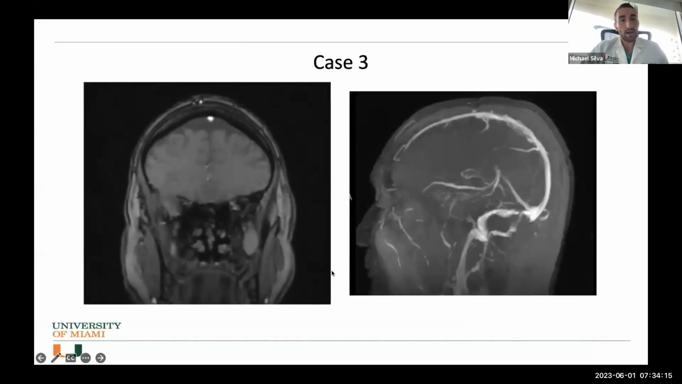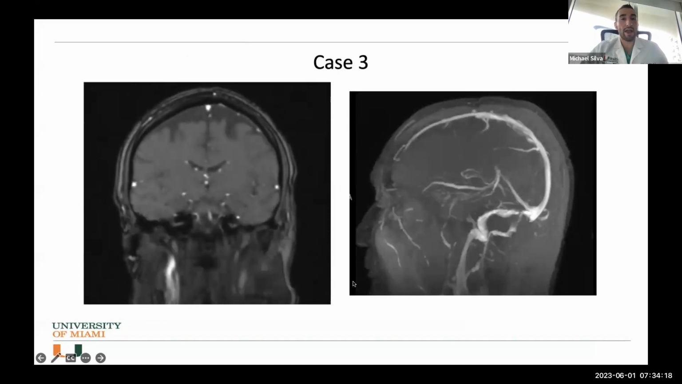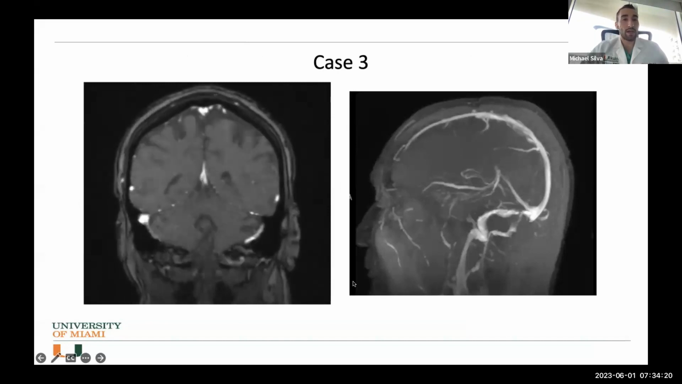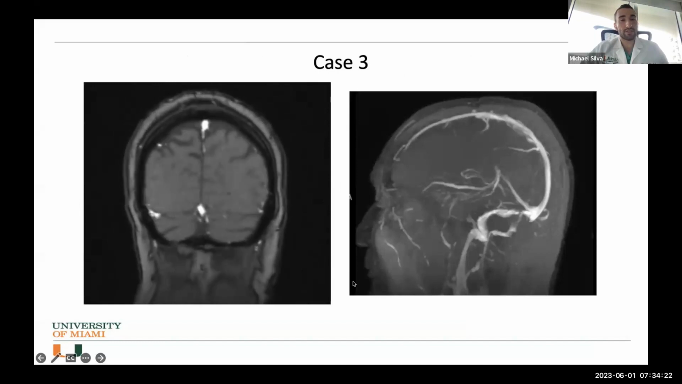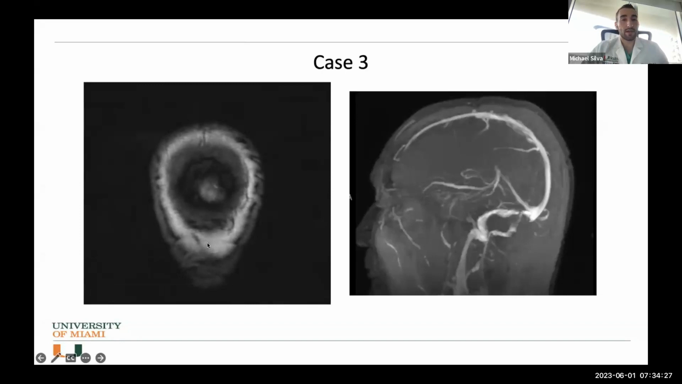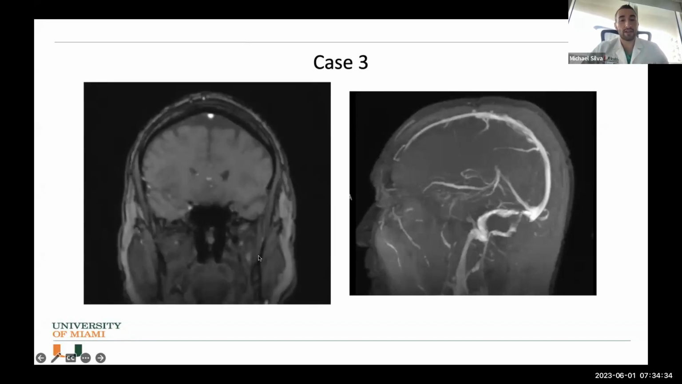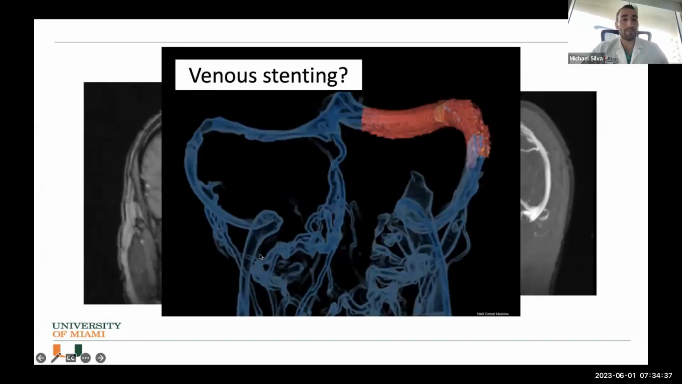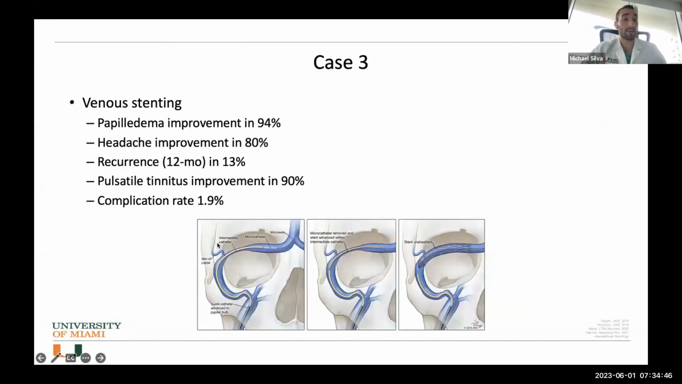So here's the MRA of the patient that we just talked about. You can see very significant transverse sinus stenosis, especially on the left there. So this is a patient that we think may benefit from venous stenting based on the data that's out there, and I'll go through that a little bit. Basically the key here is a clear diagnosis of IIH and evidence of stenosis on the MRV, and these are patients who recently folks have started considering for venous stenting.